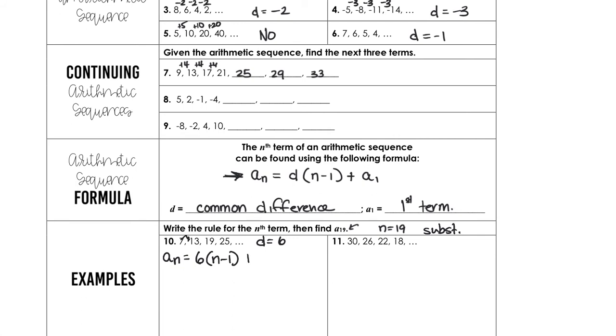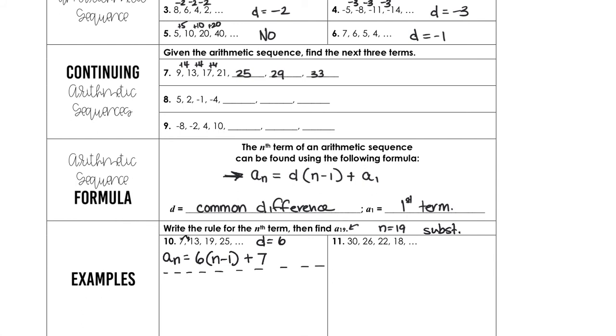And then I would say let's add to that a sub 1. And a sub 1 is the first term, which was a 7. Okay, so 7 was the first number in the list. So then from here, I have my equation. Okay, so my equation is now done.